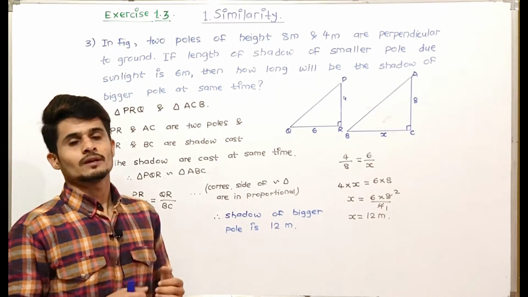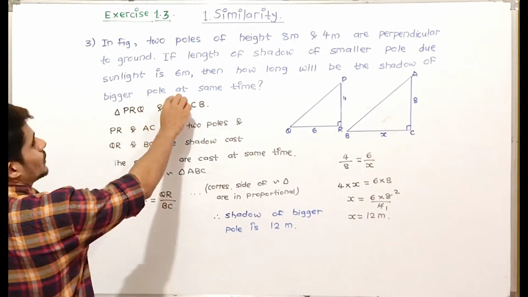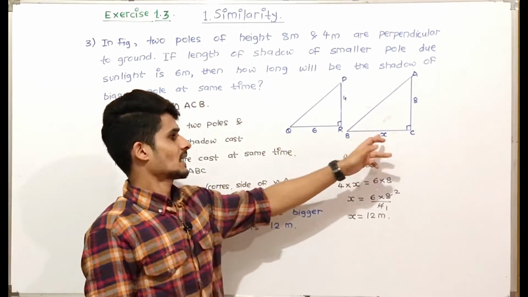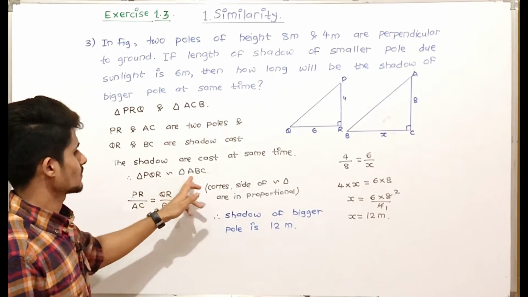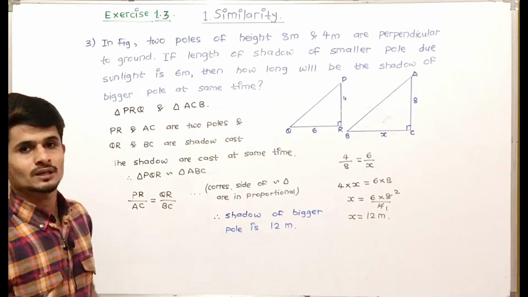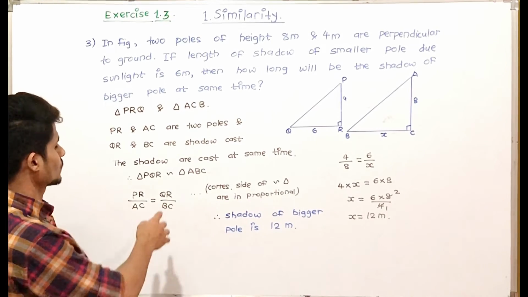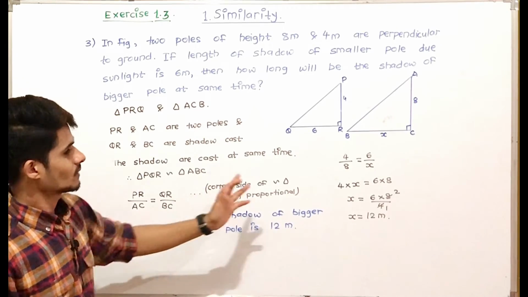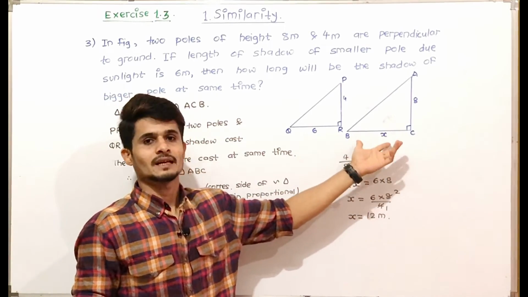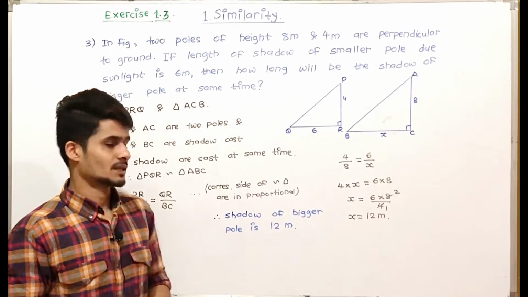So in this sum, we have to find the shadow of a bigger pole. Now if the shadow is cast at the same time, that means the triangles will be similar. Triangle PQR is similar to triangle ABC. Once the triangles are similar, we can take the corresponding sides in proportion. Corresponding sides of similar triangles are proportional. So we'll substitute the values, cross multiply, and finally find the value of BC, that is the shadow of the bigger pole. So the shadow of the bigger pole is 12 meter.